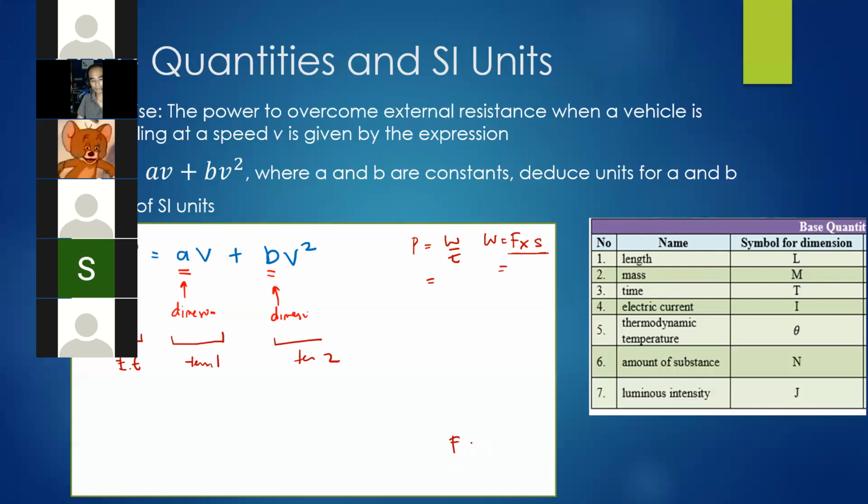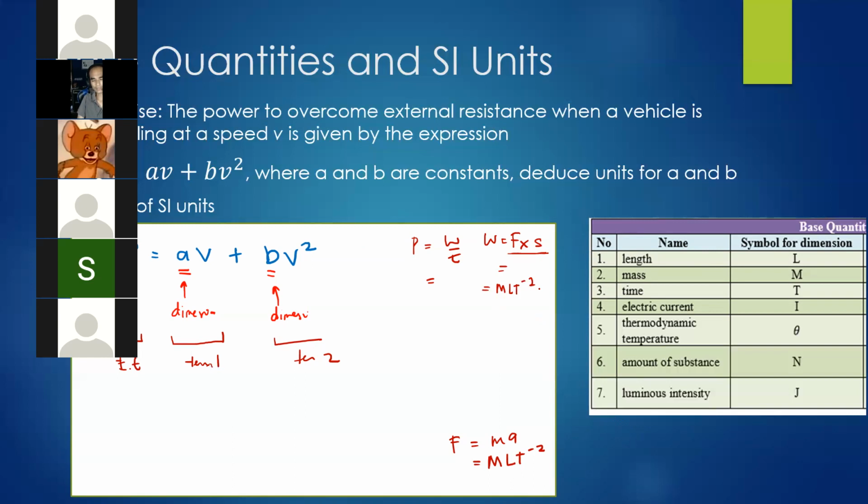What is the F? F is M A. M times A is what? Acceleration. Acceleration is L T negative 2. So here we have M L T negative 2.